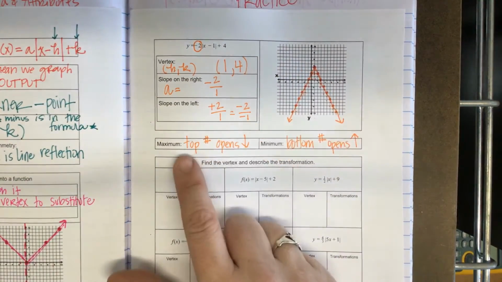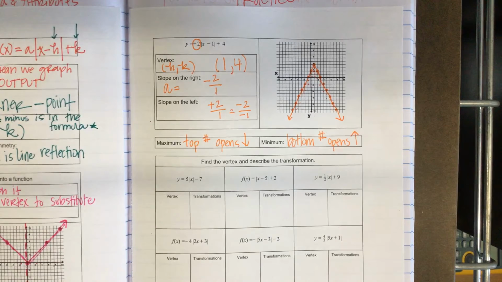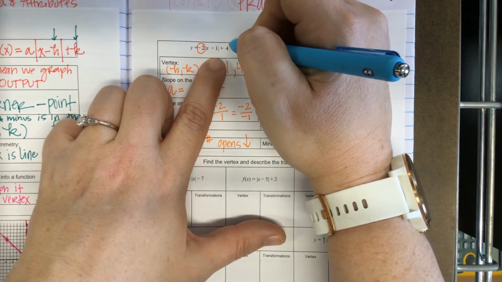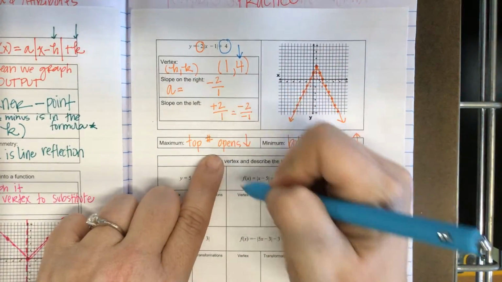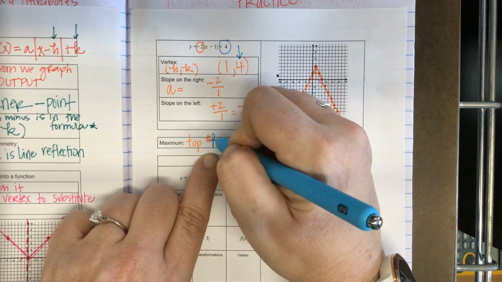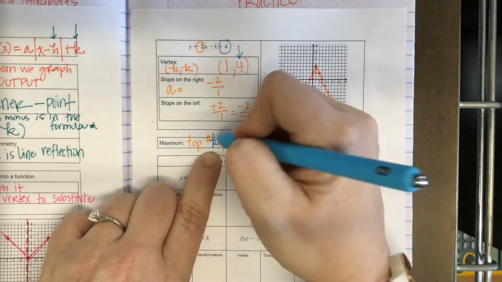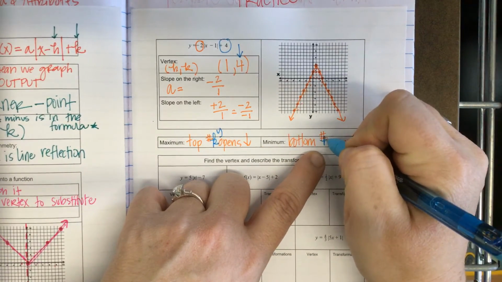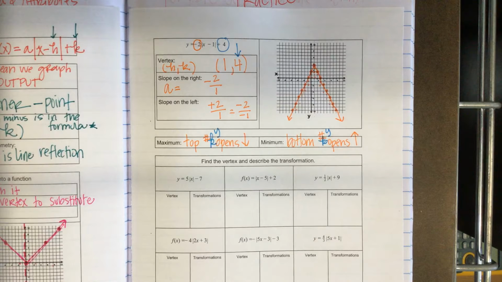What's the maximum value? What's the top of that graph? 4. Where does that come from? The vertex. What value in the vertex? 1, 4. The one outside, the K value. Right? So it's the top K number or Y number. And the minimum is the bottom K or Y number. The Y tells you the minimum or the maximum.